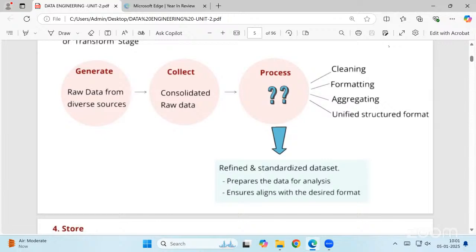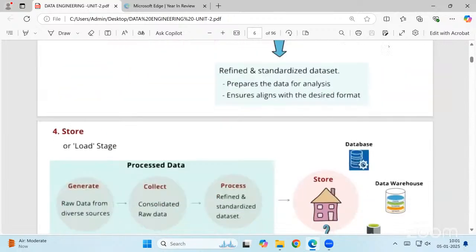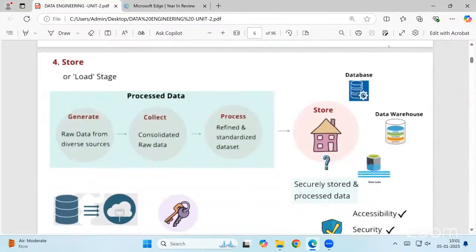So, this data will be used by people to do analysis. Okay. Now, that is about the process. Now, the next one, storage. Once it has been converted into the required format, what we are supposed to do is store these data sets in some location. Okay. So, you have to store.